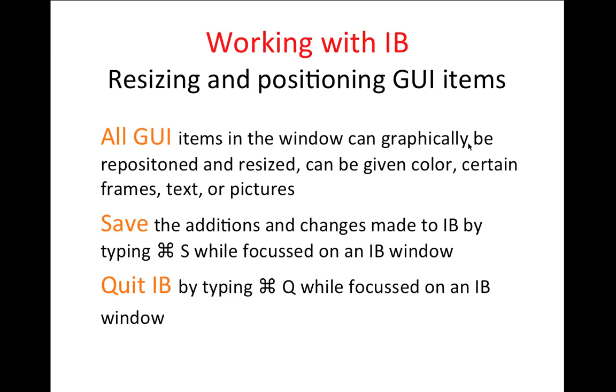So working with the interface builder, we can resize and position the GUI items themselves. All the GUI items in the window can graphically be positioned and resized, can even be given color in certain frames and text and pictures. And we've seen that already with the properties box, when we bring up what I call a properties box, I believe it's probably called an information box, where we have the different tabs, and the different tabs are going to give us the GUI element components themselves, what's visible, what's not visible, the names on the components, and then some of the file or graphic attributes that are associated with it. Color, foreground color, background color, different things are associated with it.